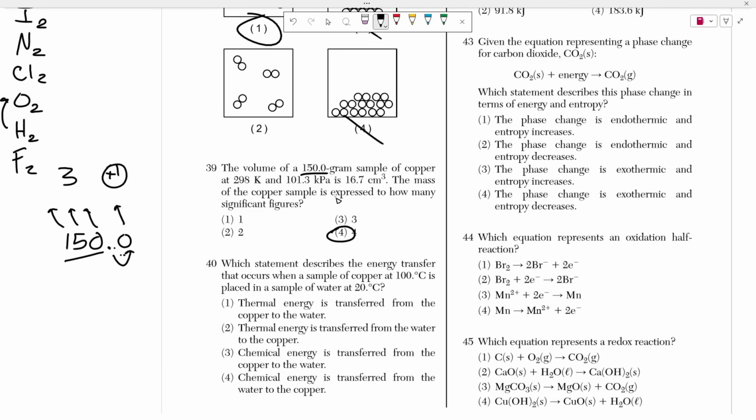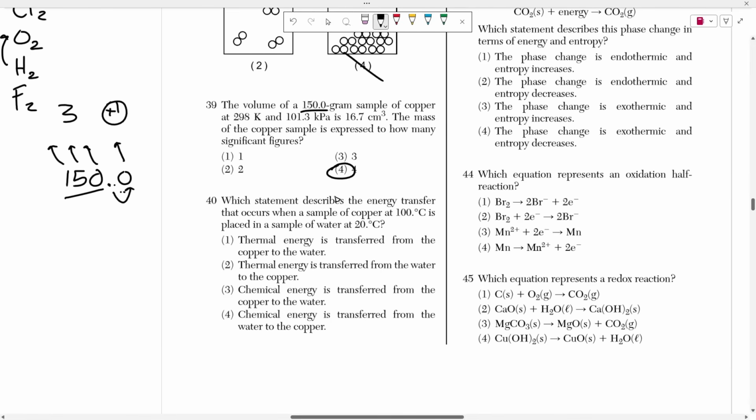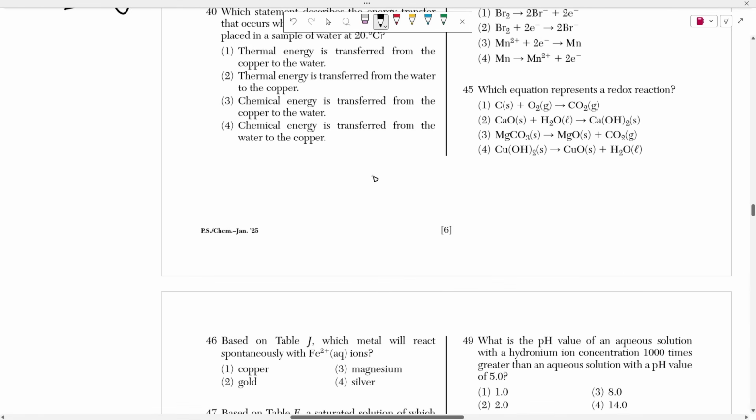Number 40 asks us which statement describes the energy transfer that occurs when a sample of copper at 100 degrees Celsius is placed in a sample of water at 20 degrees Celsius. So you tell me what's going to happen. Well, if I have this water, which is relatively cold at 20 degrees Celsius, and I put something hot in it, the water will heat up, right? The heat will be transferred from this hot block of copper into this water. And as a result, the thermal energy is going to be transferred.